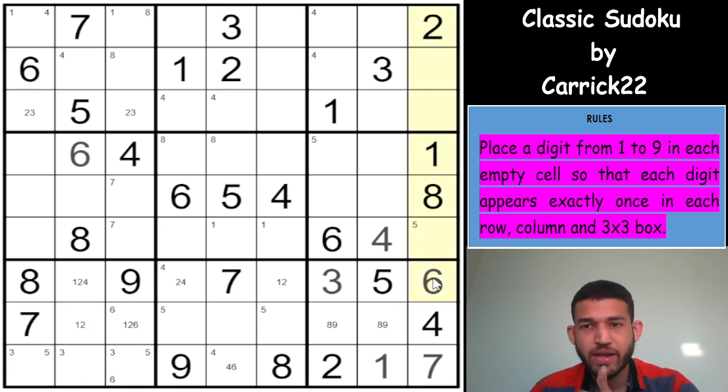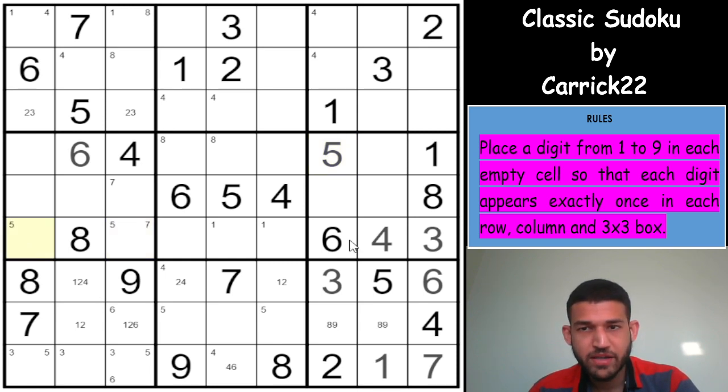Let's look at column 9. It is close to completion. 1 2 8 4 6 and 7. So it must be, oh, you can place a 3 here, right? 3 in column 8 and 9. So that gives me a 3 here, which places the 5 in here, and that means I can get the 5 in these two cells.